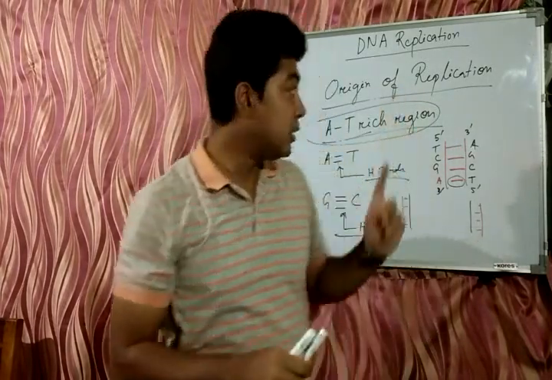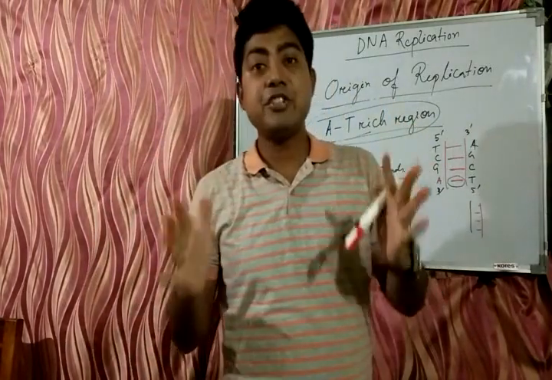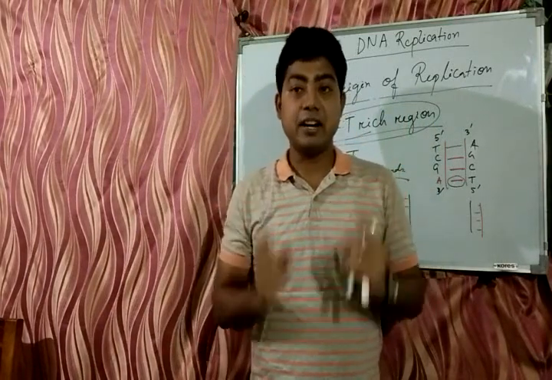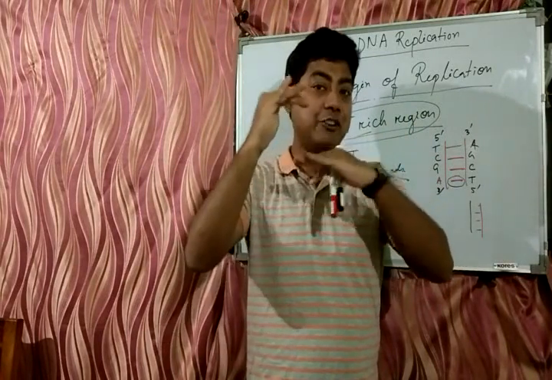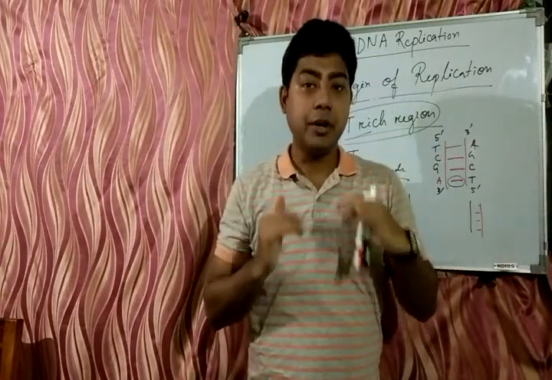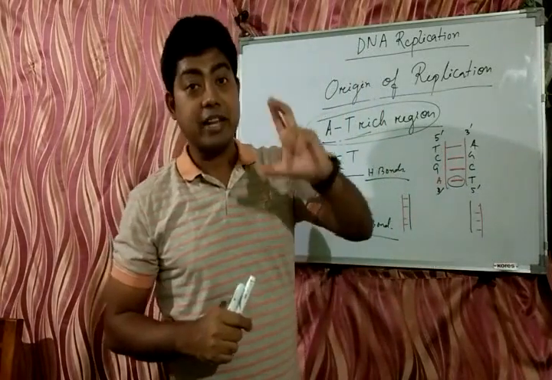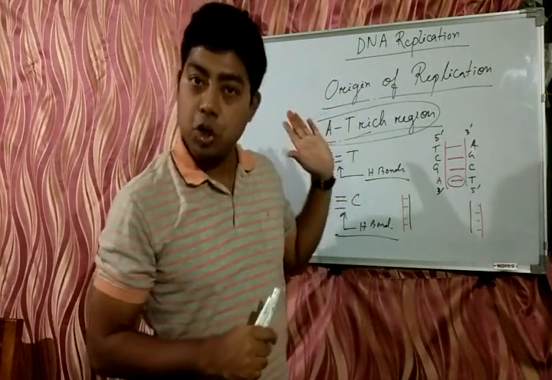Another important point of the origin of replication is that the region is generally rich in AT, because AT rich regions make it easy to break the hydrogen bonds. Now after that, we are going to discuss the proteins or enzymes which are involved in the replication process.